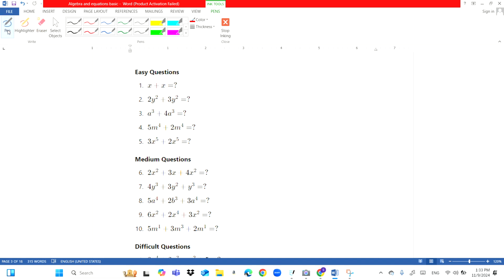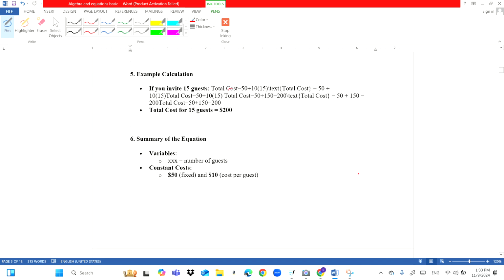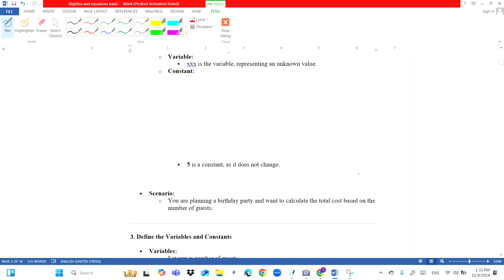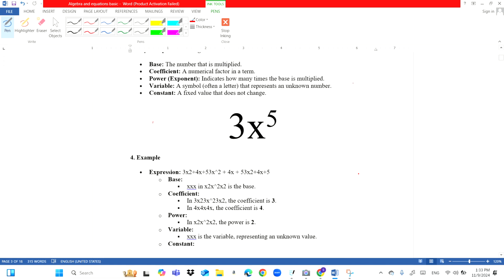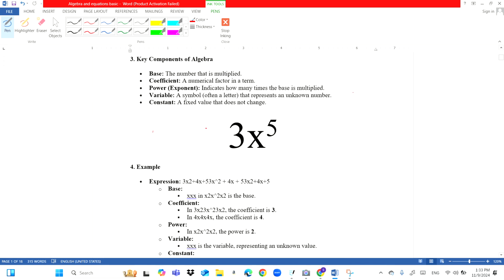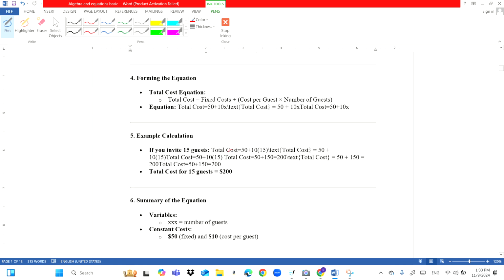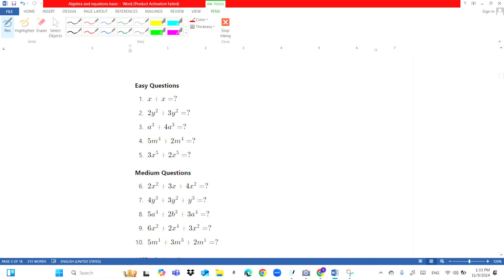of algebraic terms. Before I go to the addition and subtraction of algebraic terms, the things that we do need to know are coefficient, base, and power. Just a small revision. This is the coefficient. This is the coefficient. This is the base, and this one is the power. If you remember this, now we can move easily to our addition and subtraction.